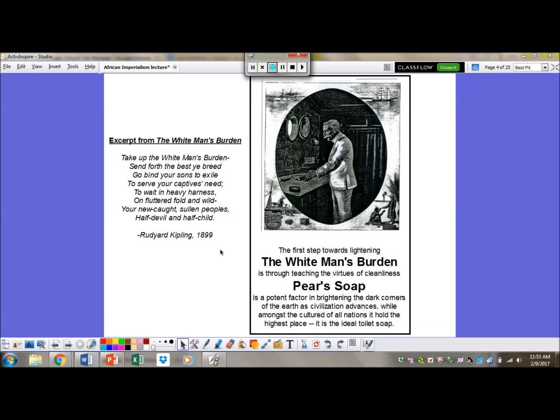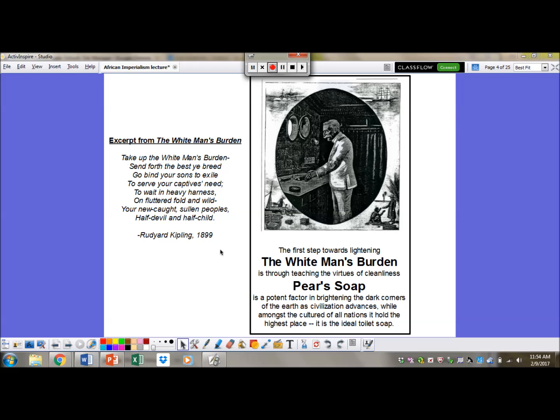And then as you read the text of this advertisement, you get a very strong sense of what they're after here. The first step towards lightening the white man's burden, which is an expression we'll hear several times throughout this chapter, is through teaching the virtues of cleanliness, and that this soap is a potent factor in brightening the dark corners of the earth as civilization advances. This is quite some soap, apparently. That this is actually going to radically alter the way that people live in these dark corners of the earth. That simply using a European hand soap will make them more European.